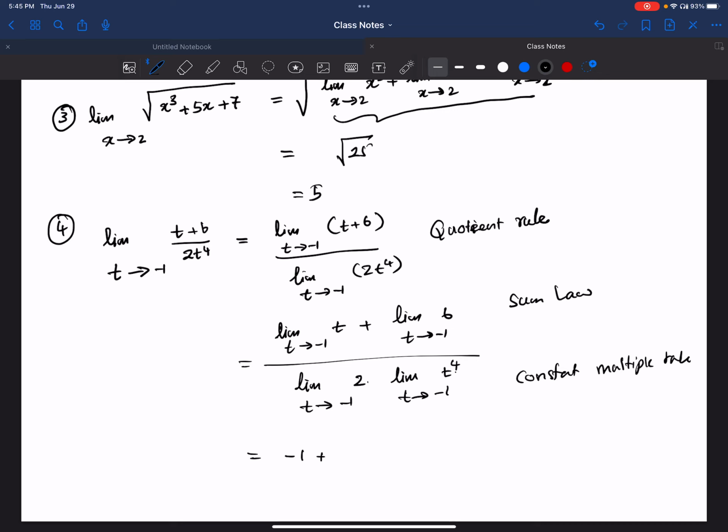plus 6 divided by 2 times -1 to the power 4. This is 2, will be 5 over 2. 5 over 2.